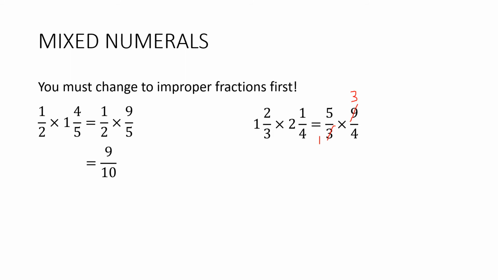Now let's multiply. 5 times 3 is 15. 1 times 4 is 4. We can leave our answer like that, but we tend to leave it in the same form that the question's in, and these are in mixed numerals. So let's do that extra step. 4 into 15 goes 3 times, remainder 3. So the answer is 3 3/4.